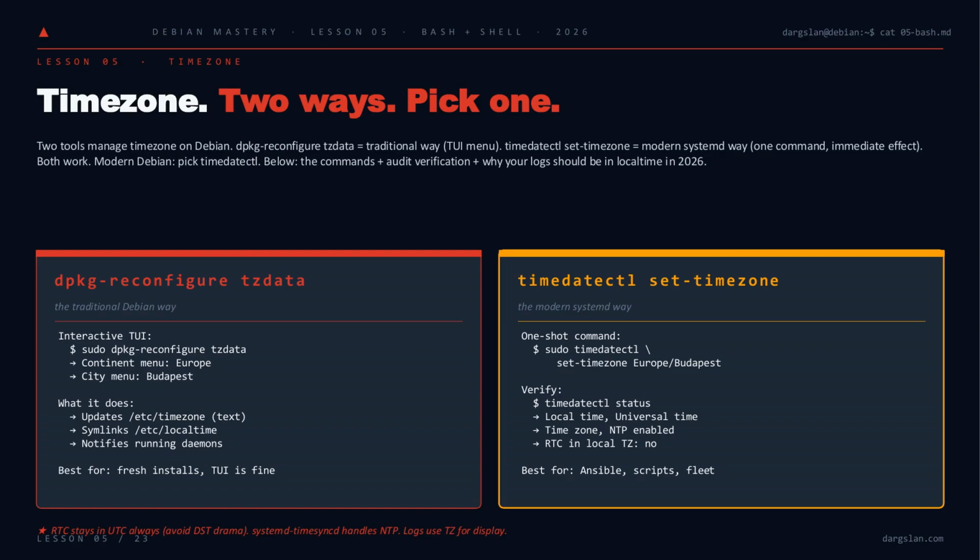Time zone follows the same pattern. dpkg-reconfigure tzdata still works. TUI, pick continent and city. It updates /etc/timezone, relinks /etc/localtime, notifies daemons. But on modern Debian, reach for timedatectl set-timezone Europe/Budapest. One command, immediate effect, scriptable. Verify with timedatectl status, and you'll see local time, UTC, NTP state, and crucially, RTC in local TZ: no. Keep the hardware clock in UTC, always. DST transitions will thank you, and your logs render in local time for humans anyway.